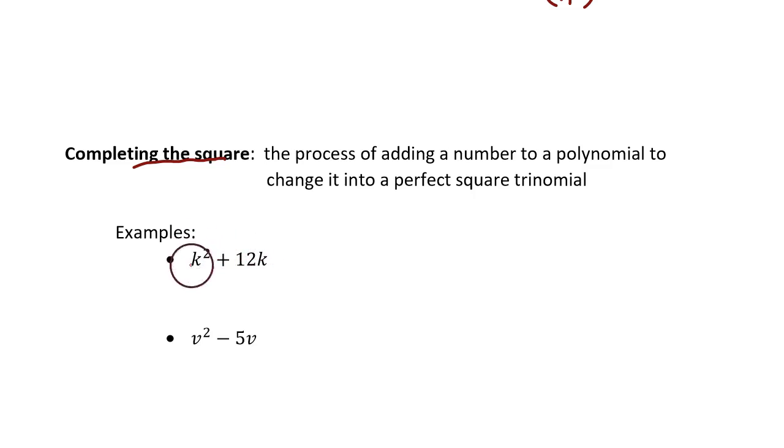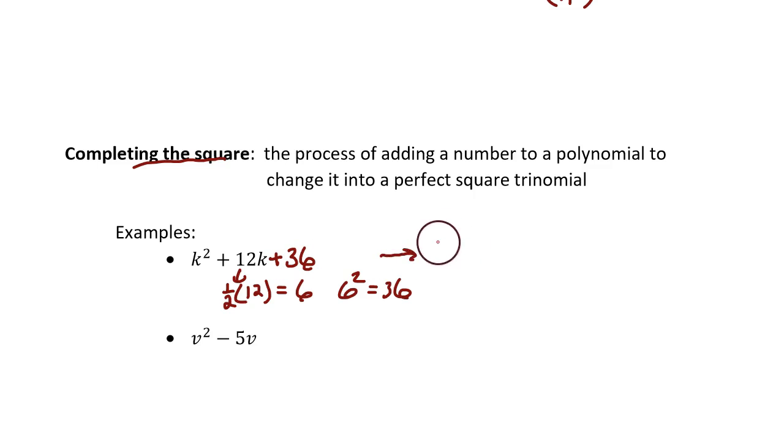Let's say you wanted to make this polynomial be a perfect square trinomial. The process is to take half of the coefficient of the k term. Half of 12 is 6. Then square that 6 to get 36. 36 is the constant term that you would add on to the end. k squared plus 12k plus 36 is now a perfect square trinomial. If you ever needed to factor it, it becomes (k + 6) squared.